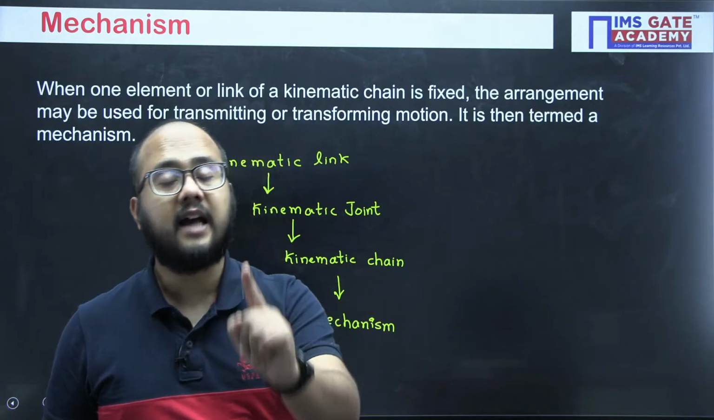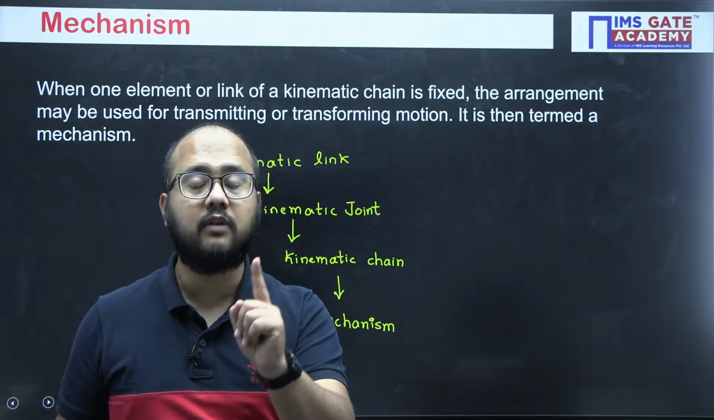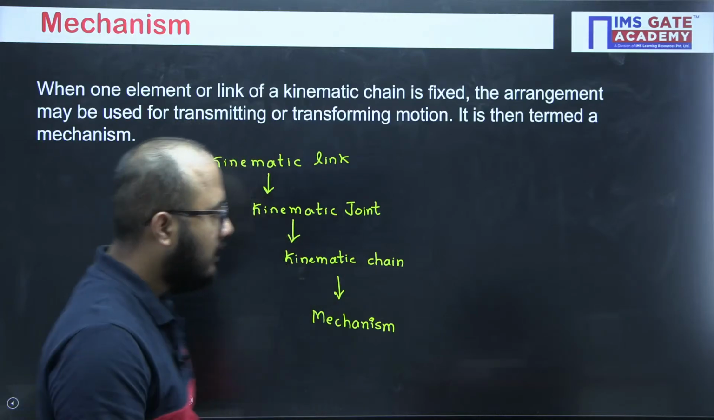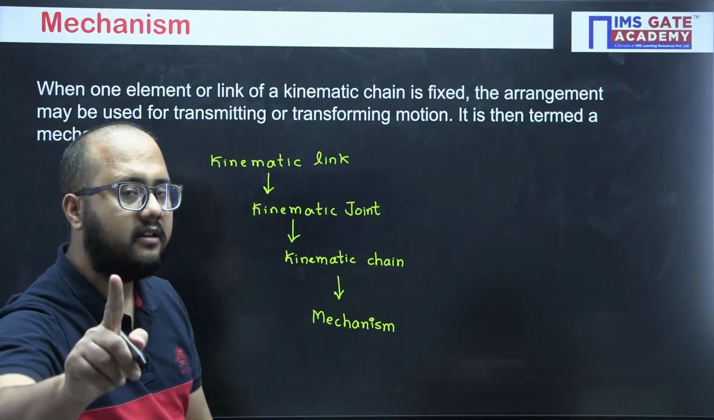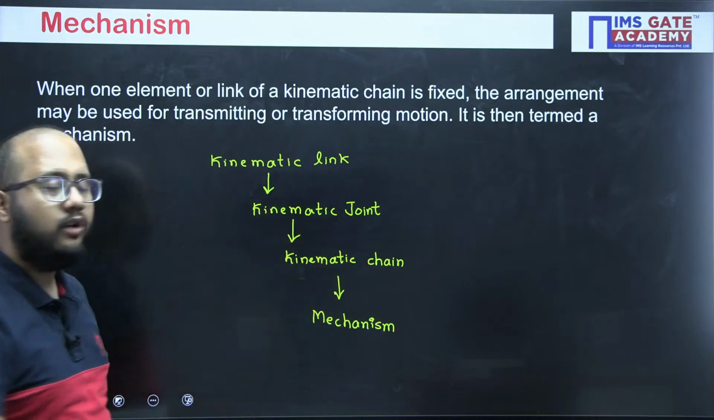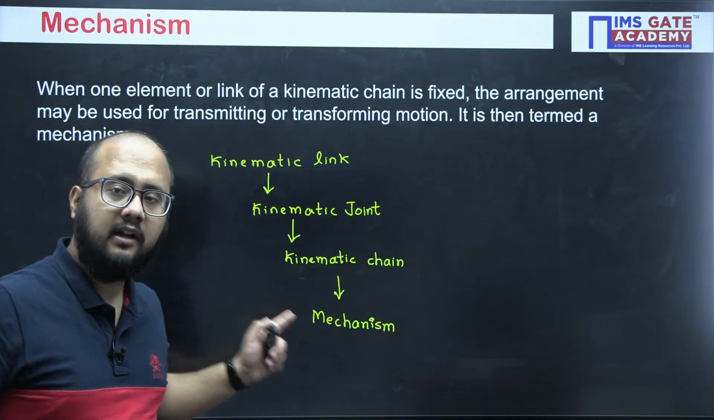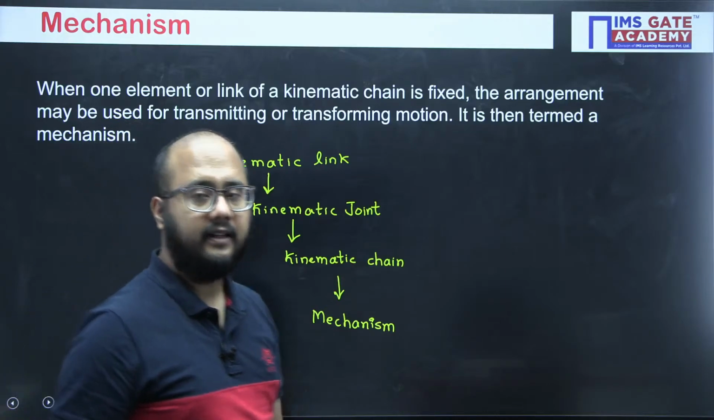So just by fixing one link doesn't mean that it will become a mechanism. The condition is, it has to have what? The constrained motion. So this idea you should be having in your mind. Kinematic link, clear understanding you should be having. Kinematic joint understanding you should be having. Then chain, and then coming back to mechanism finally.